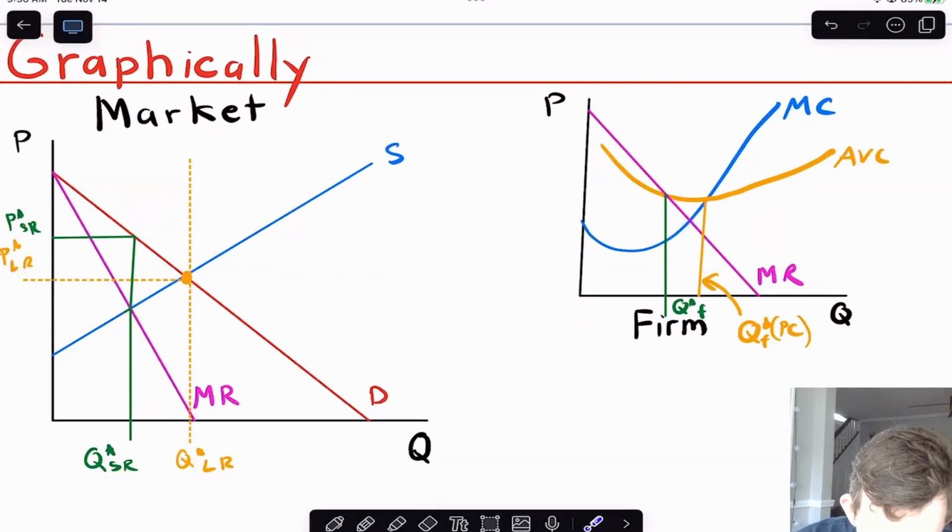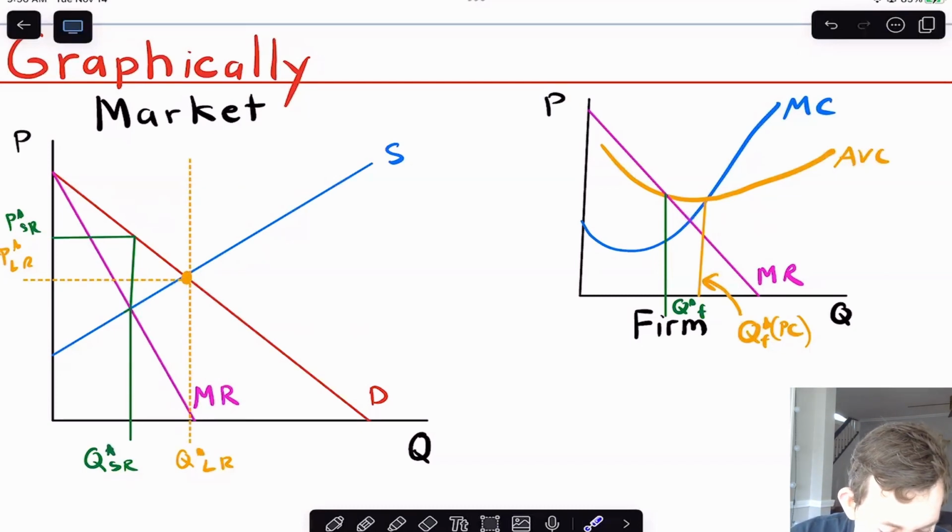That's how much this firm is going to make. But notice that that's below their average variable cost. So what's going to happen is in the short run, they are going to stop producing. In the long run, they're going to exit the market. And so you can see that in the short run, these people have actually negative profit. And in the long run, they're just going to exit.